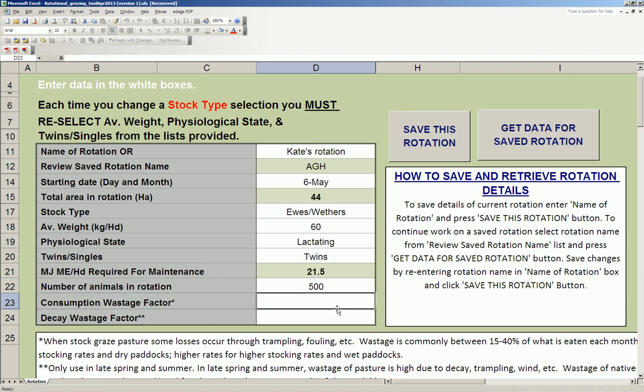and the consumption wastage factor, this is the amount that the animals are going to waste through trampling and fouling the pasture. Usually it's somewhere around 30%. The decay wastage factor is really only useful for very low stocking rates or if it's spring and summer. So you don't actually need to use this through the growing season in most situations. So I'm just going to say that it's 0.